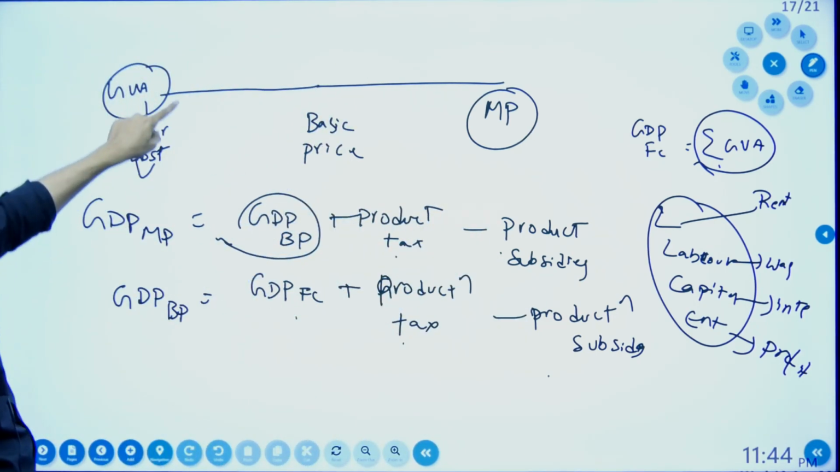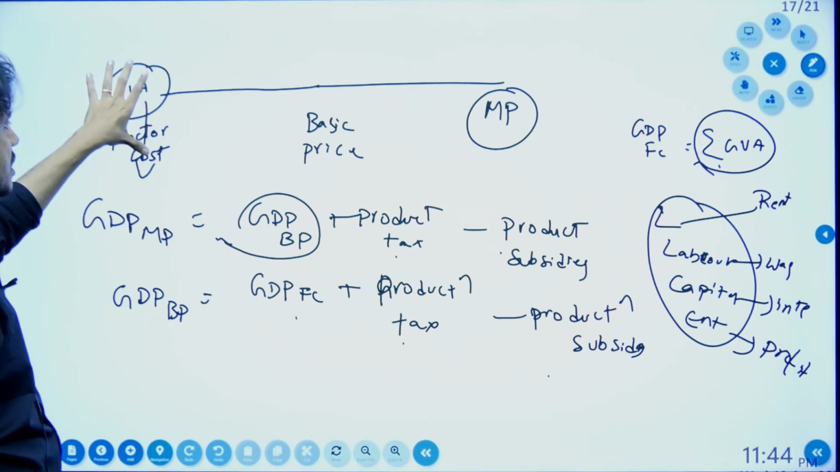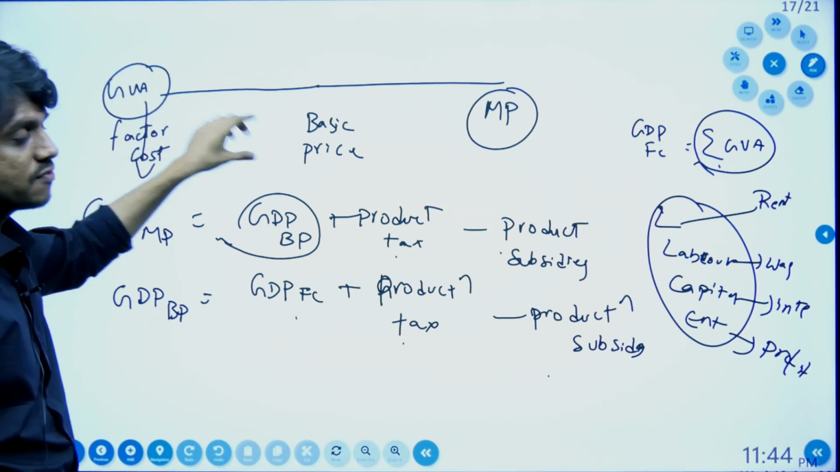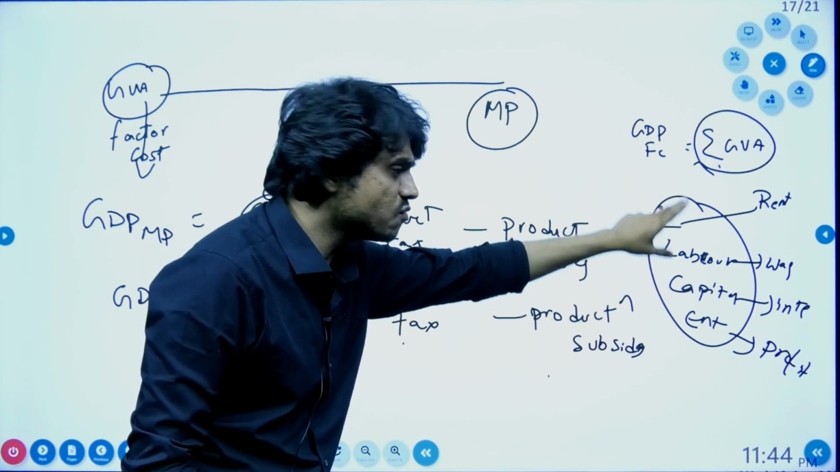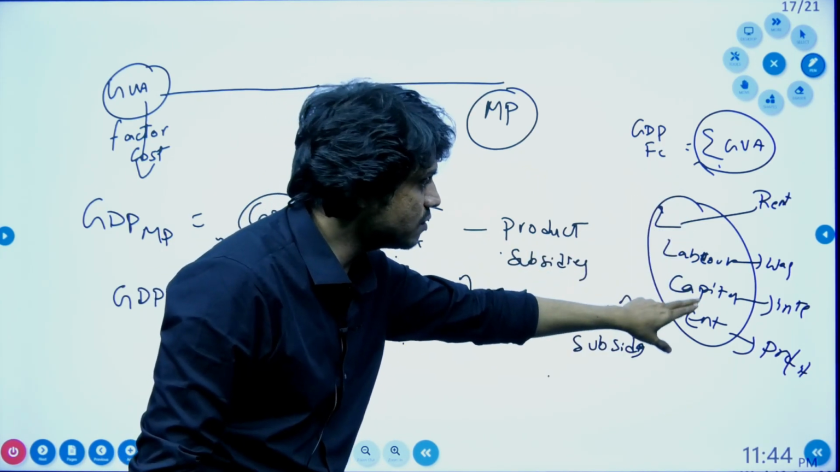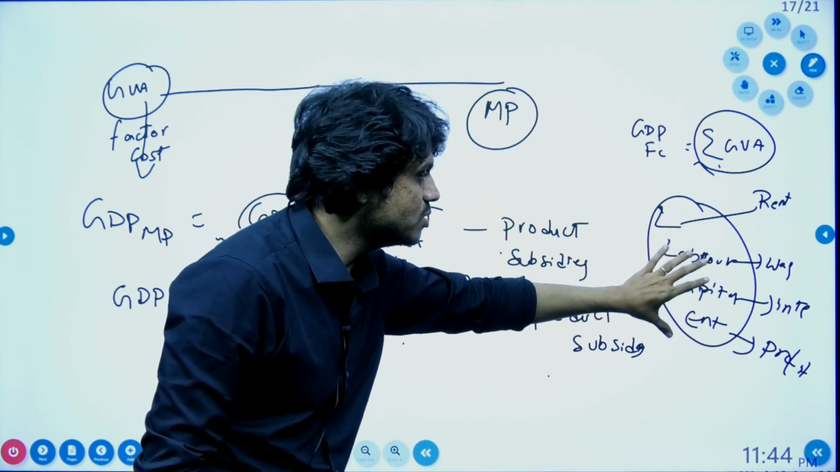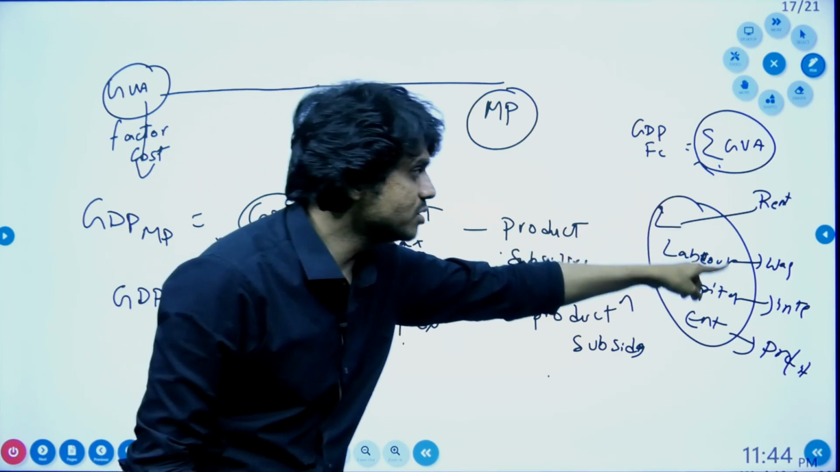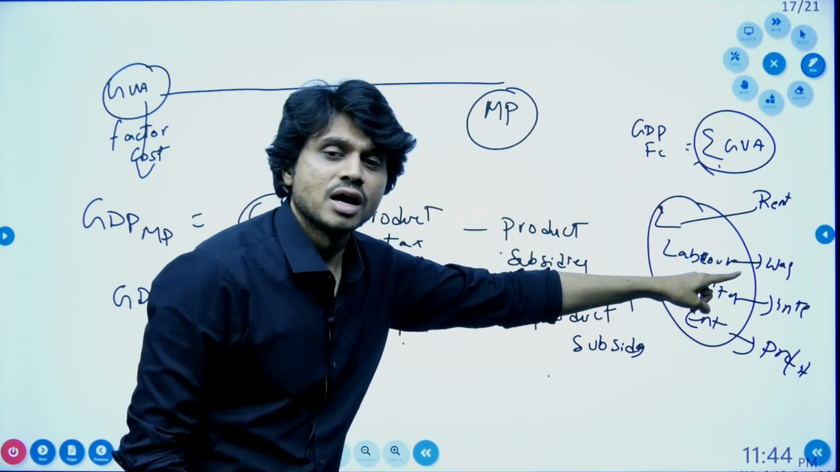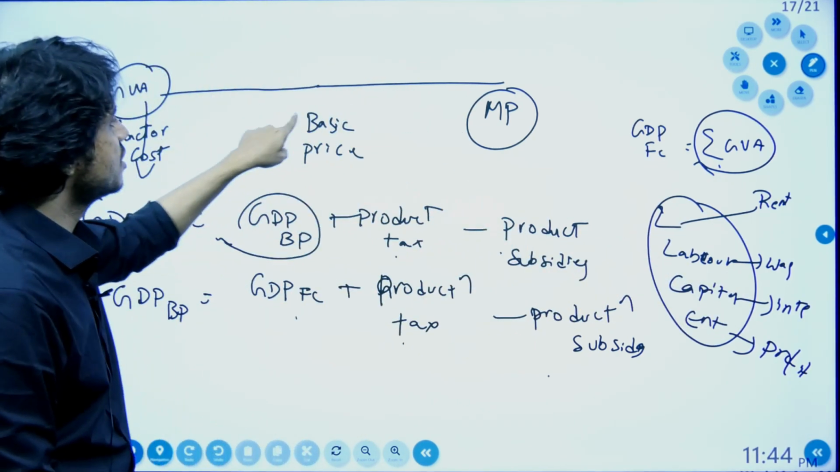Now if you see here, there is no such taxation or subsidies. This is the actual cost incurred on the factors of production. In order to produce something, these are the 4 things I use. Whatever cost has been incurred by using these 4 things is the GDP at the factor cost. Now on this, if the government imposes the production tax and reduces the production subsidies, then I will get the basic price.